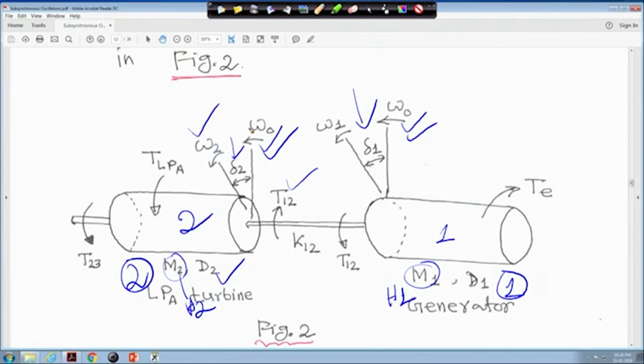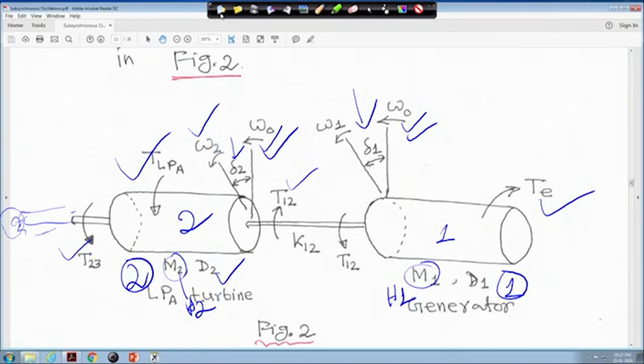Although they are connected together, the shaft has different stiffness. Naturally, all this variation, omega 1, omega 2, may not be much different, but some difference will be there, and it cannot be neglected. This is the electrical torque we have defined, and TLP also defined, and T12, then section 2 to 3. This is section 2, and this side is section 3, which is also connected with this. That is why it is shown as T23.